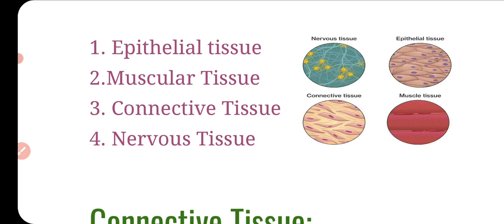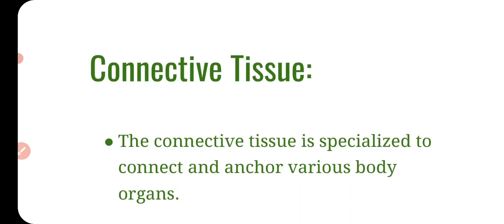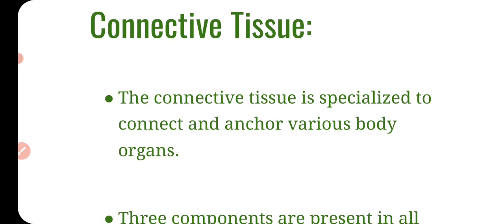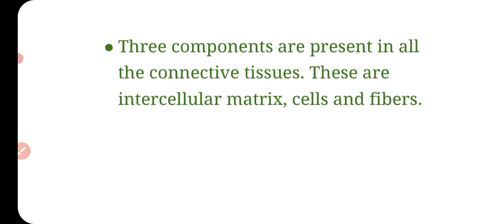Epithelial tissues are the protective and covering tissues, the most common and widely distributed tissues in the animal body. Muscular tissues bring about movement in the animal body. Connective tissues connect the other tissues together. The connective tissue is specialized to connect and anchor various body organs, and three components are present in all connective tissues: intercellular matrix, cells and fibers.